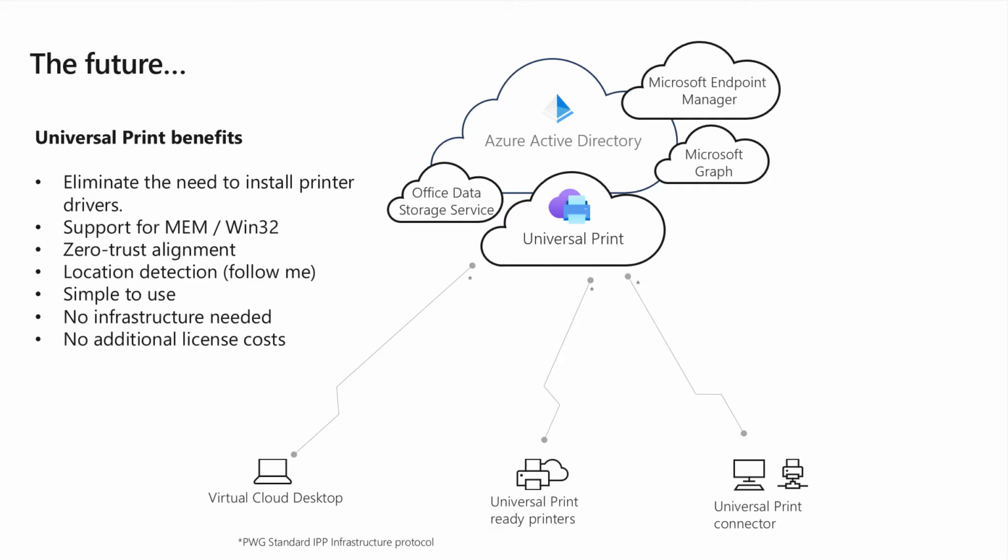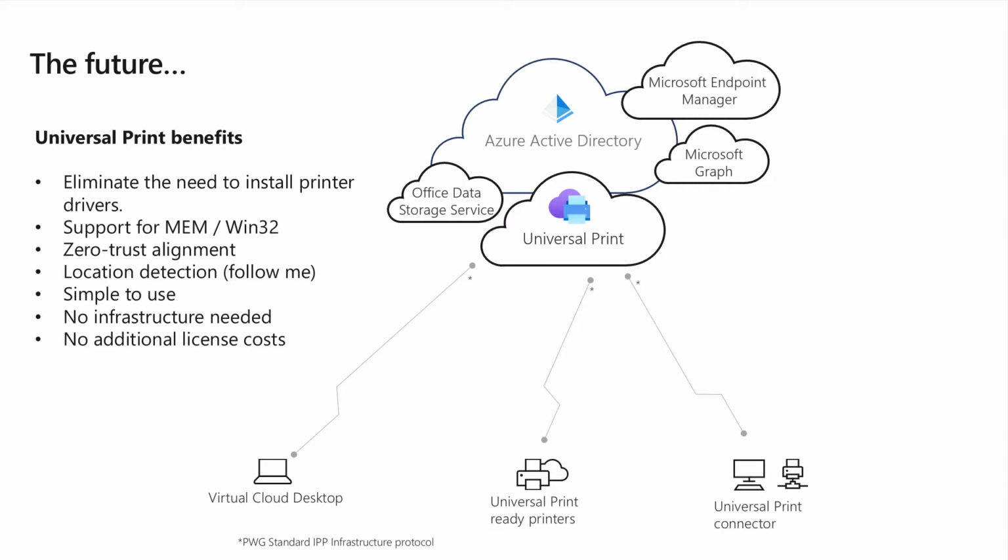The Office data storage service is used to spool the print objects to. That's your cache data storage location where your print objects reside before they are spooled to the printer. And also the Universal Print PaaS service.